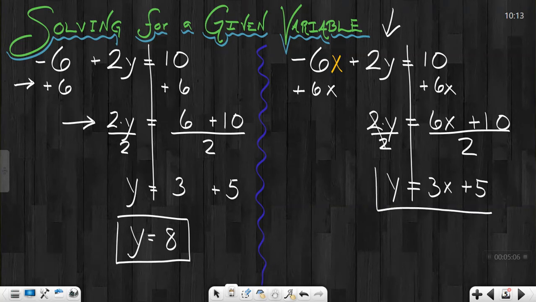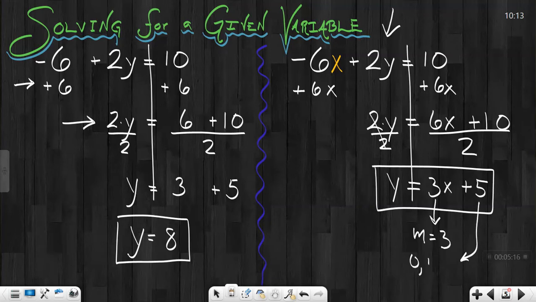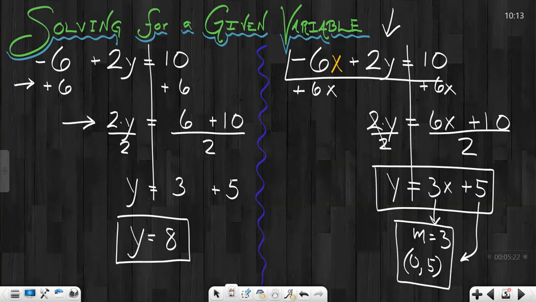And I still can't put those together, but what I have now is slope-intercept form. Notice I have my slope, m equals 3, and I have my y-intercept here, (0, 5). So I've got my slope and my intercept from an equation that originally we could not find the slope-intercept from. All right, so that's the purpose of solving for a given variable, at least at this point in the game, so that we can identify the slope and y-intercept.